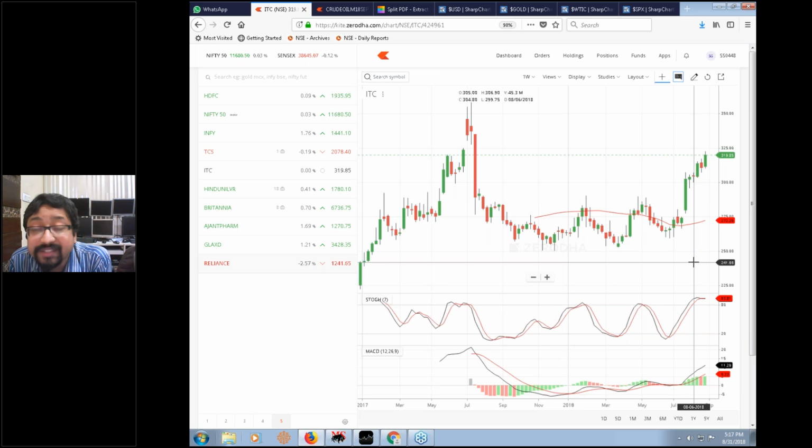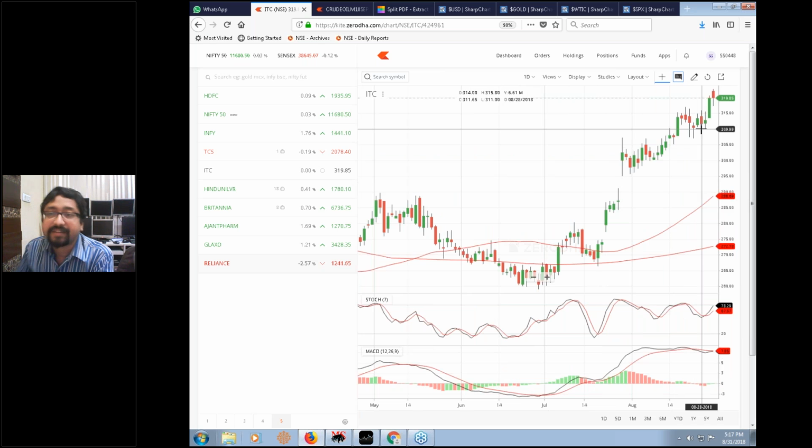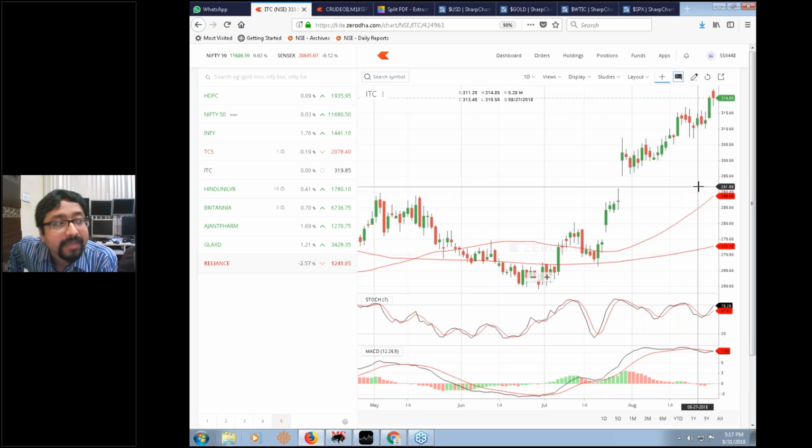We are expecting ITC to take out the previous top, that is at around 350 odd levels. Current price is at 320. So you can trade this stock from the long side. You have to take the stop loss at around this level, which is at 310. So from the FMCG sector, we see that ITC is most likely to outperform going forward.